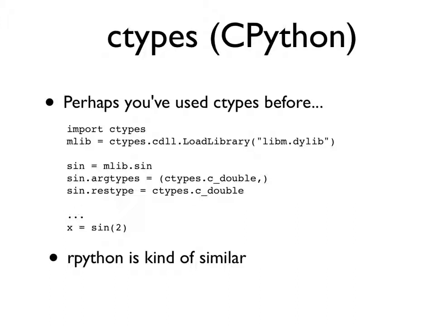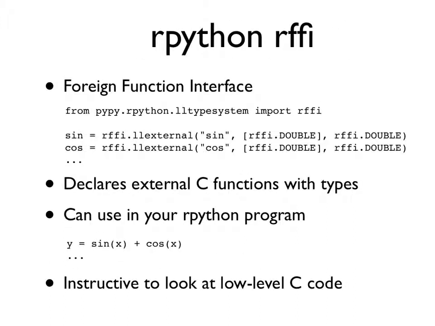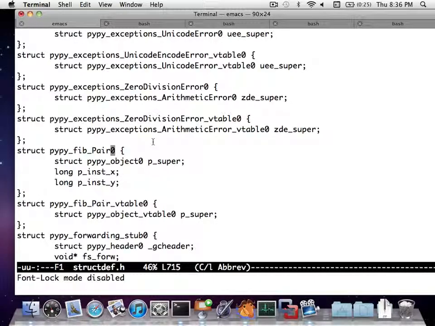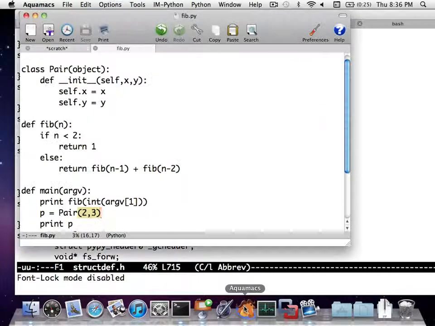Turns out that RPython basically does that. It's a slightly different interface, but it's basically this restricted foreign function interface thing you can do in RPython, where you can essentially add this import and then just declare external functions, and they'll just show up in your RPython program. So you can actually try this out. I mean, it's actually surprisingly easy to do this.